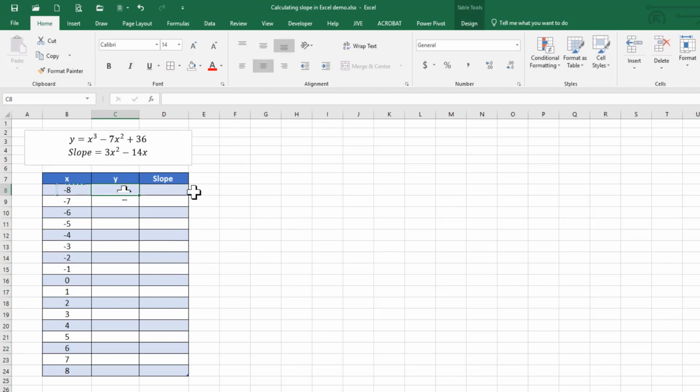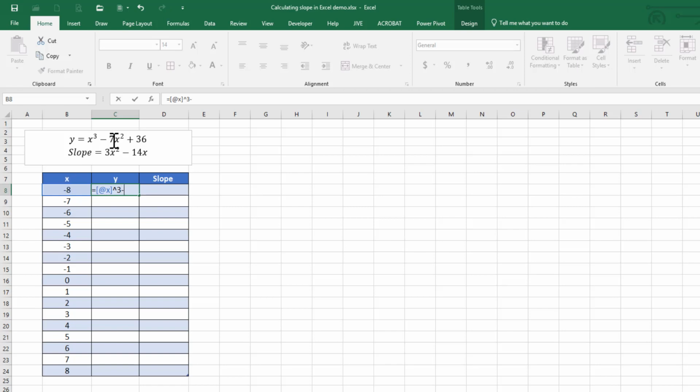Okay, let's do that. To start, I'm going to go into the first cell here for y. My equation begins with x cubed, so I'm going to go is equal to, and then I'm going to reference the x value. It's really important that I reference these values. So negative 8 is being clicked, and then to the power I use a hat sign, that's shift 6 on your keyboard, and then to the power of 3. So that's how you do to the power in Excel.